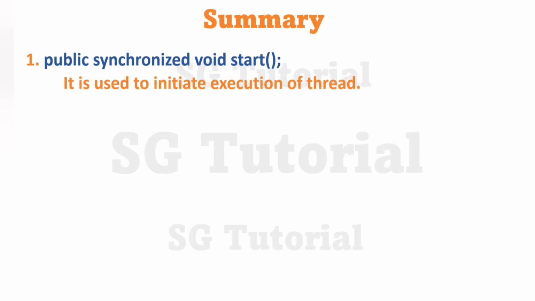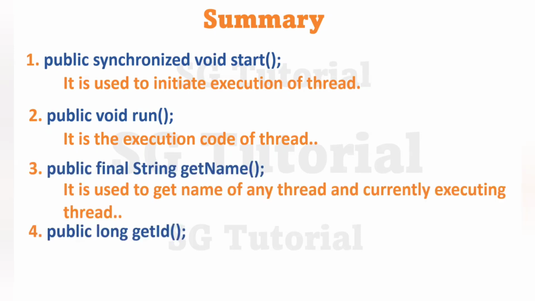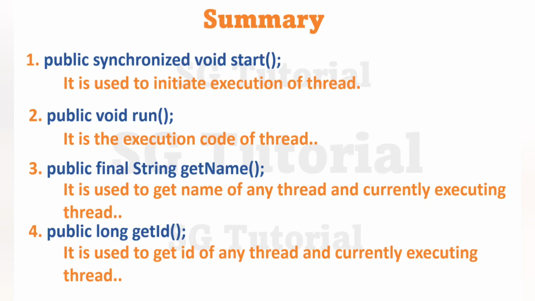Okay, and the run method is the heart of a thread. You can put your logic or code inside the run method that the thread will execute. Or in simple words, we can say the run method is the execution code of the thread. And remember, the run method is available in the Thread class as well as in the Runnable interface. You can override it either by extending the Thread class or by implementing the Runnable interface. No problem at all. Okay, and the getName and getId methods are used to get the name and id of any thread and the currently executing thread. So thread name and thread id are often used for debugging multi-threaded applications.